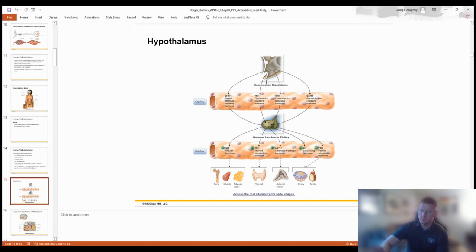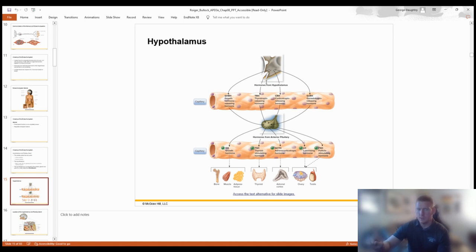This is the method by which the hypothalamus gets everything started. So the hypothalamus can produce one of four hormones. We have growth hormone releasing hormone, thyrotropin releasing hormone, corticotropin releasing hormone, and gonadotropin releasing hormone. So what do all of those hormones have in common? Released by the hypothalamus, they all have in common the word releasing.